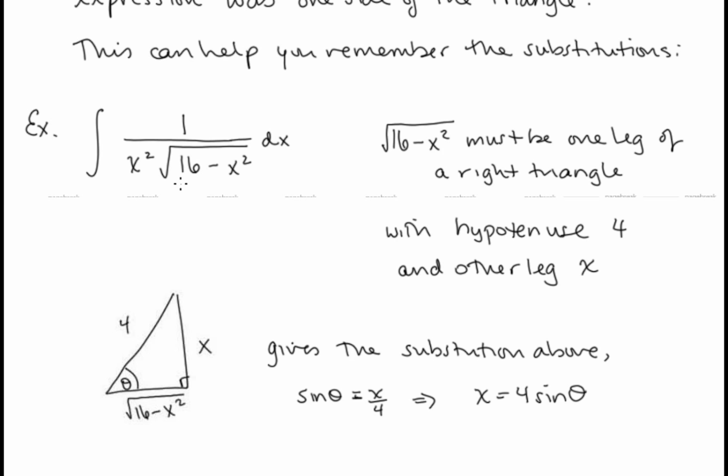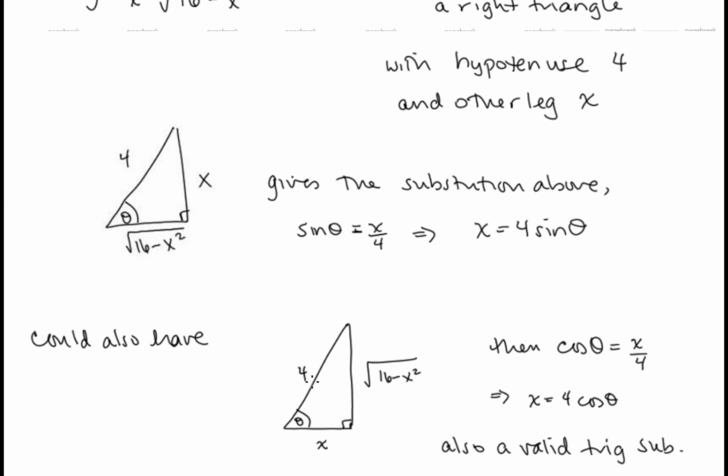So here I'm saying start by looking at the expression for which you need a substitution and see where that would fit on a right triangle. This would have to be a leg of a right triangle with hypotenuse 4 and other leg equal to x. Now if you had set up your triangle like this, using this angle as theta, you would have cosine of theta equals x over 4, and so x is equal to 4 cosine theta. That would also be a valid trig substitution. Just from there, dx is equal to negative 4 sine theta d theta, and continue from there.